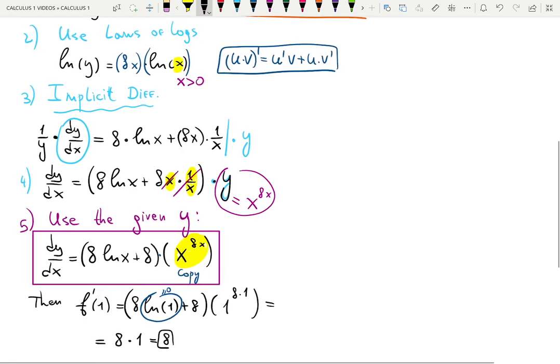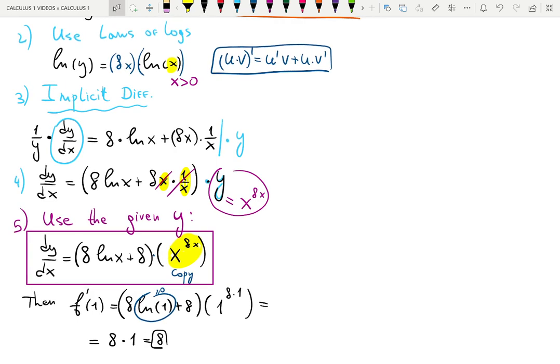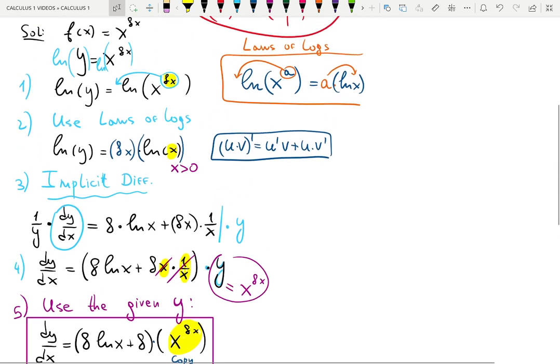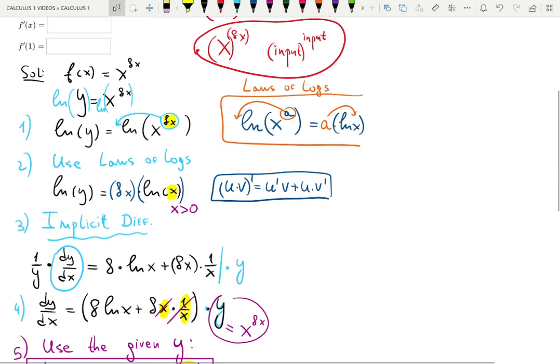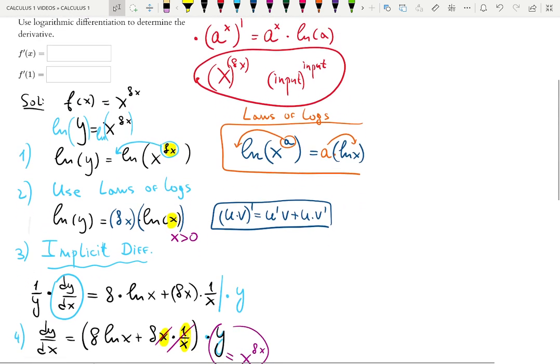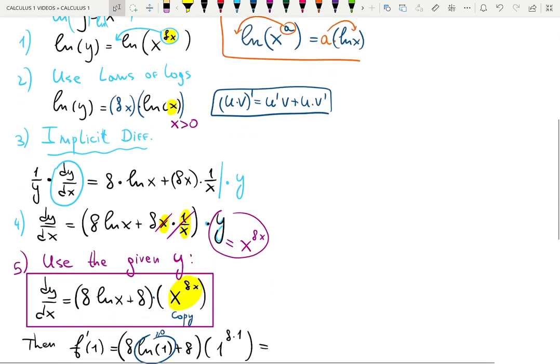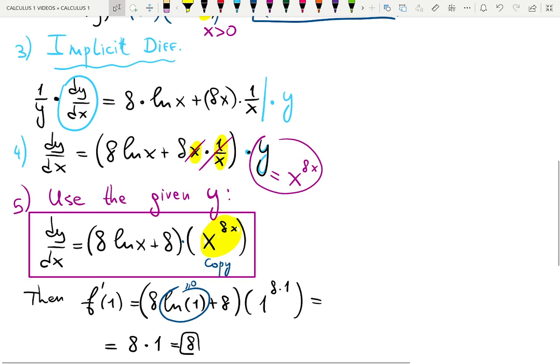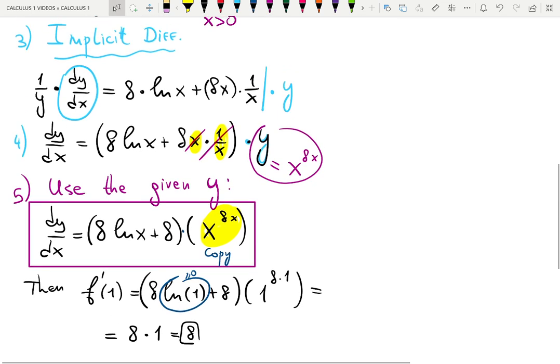Hopefully using my steps helps you to see the logic. You don't have to remember all of these steps. If you understand the big picture, that's fine too. We're differentiating the function, applying log to both sides, using implicit differentiation. At some point we need to get rid of the 1 over y by multiplying by y, isolate dy over dx, which is the derivative, and get the answer by substituting the original function in wherever we have y.